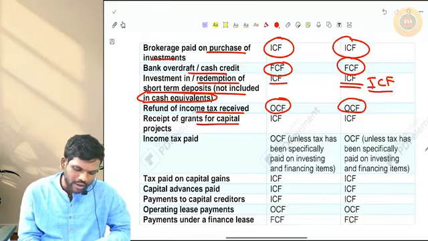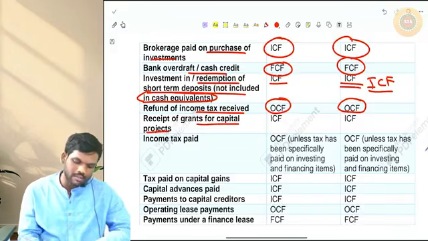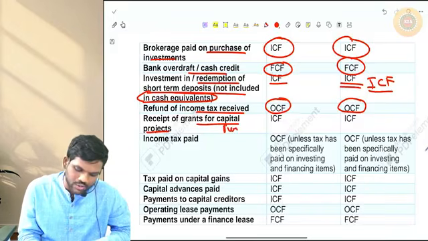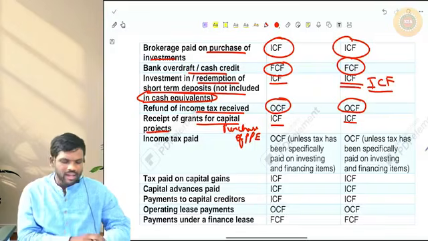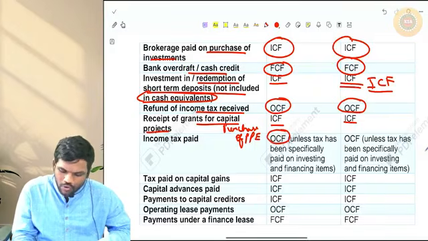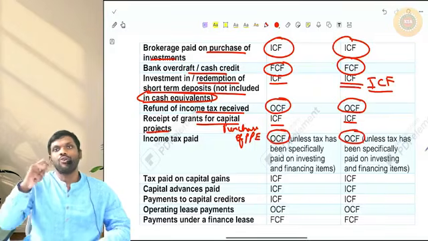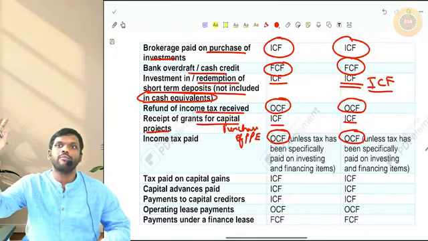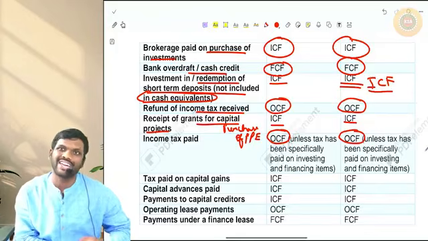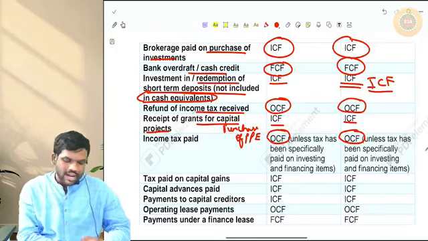Receipt of grant for capital projects. Capital projects here means projects relating to purchase of PPE, so that should come as a part of investing cash flows. Income tax paid: if nothing is given, we will take it as a part of operating cash flow. But if we know which activity it is because of, then the classification will be based on the classification of that activity which is giving rise to this tax.